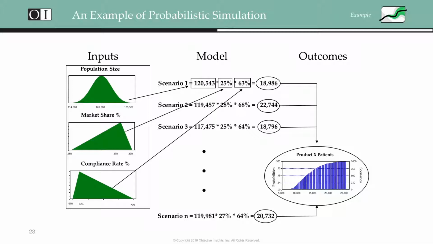So for example, population, we sample it and we get 120,543. Then market share, we sample it and we get 25%. And compliance, we sample it and get 63%. And then we multiply those out, and our final number of compliant patients is 18,986. And then we record that.